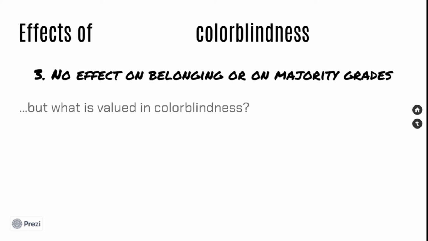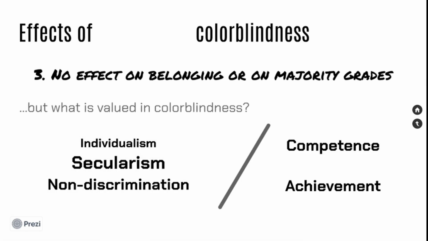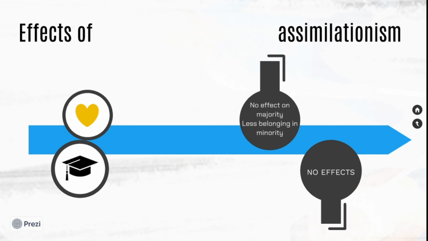So, why this change? Well, because it depends on what we value in colorblindness. In Belgian schools, colorblindness means to emphasize secularism, non-discrimination, and individualism. But in other countries, it is often about valuing competence and achievement. And finally, effects of assimilationism. First thing, there were no effects considering grades. There was only one effect, less belonging in minority. And there was a significant gap in belonging between minority and majority.